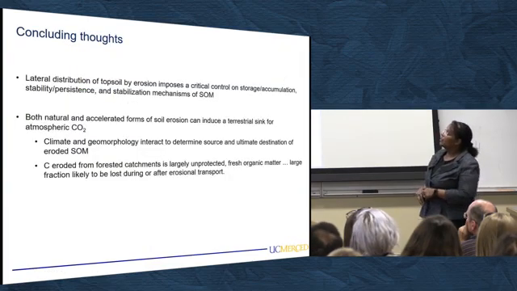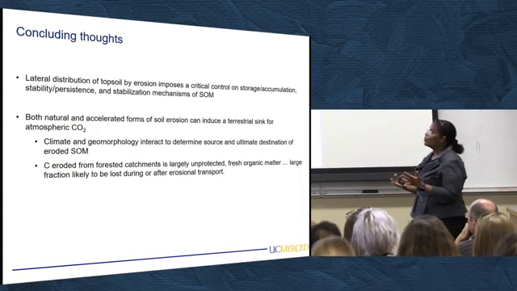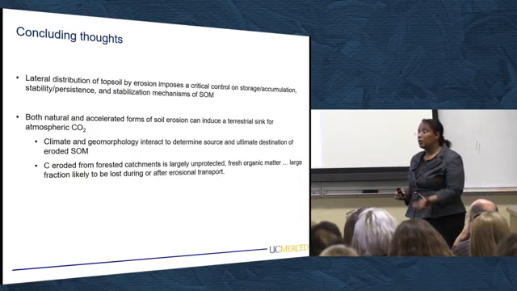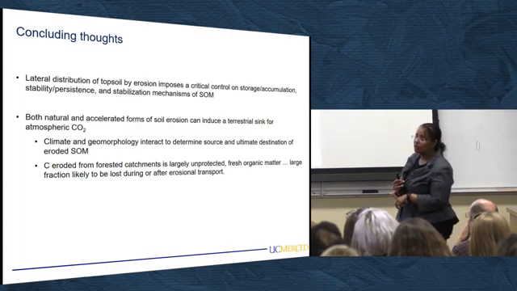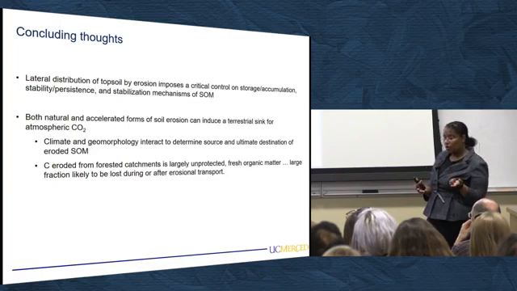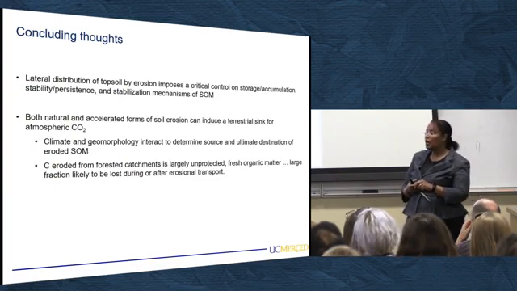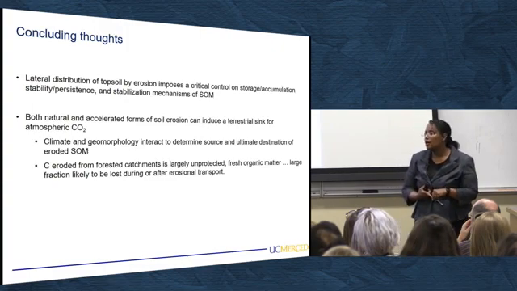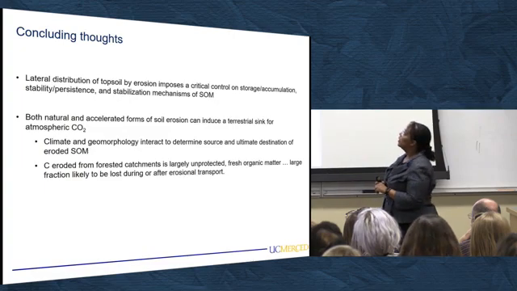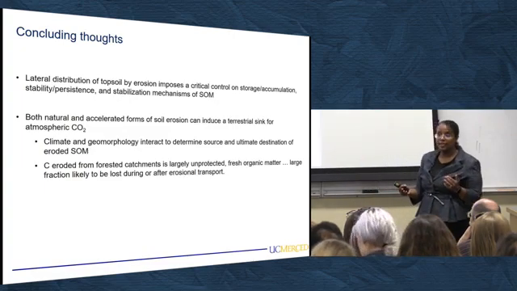So in conclusion, I hope that I've convinced you that lateral redistribution of topsoil by soil erosion is a pretty important variable when we think about not just how much carbon is in soil, but where it is, and also its long-term fate. Also, I think our work and the work of several others have shown that this phenomenon of erosion-induced carbon sink is not restricted to natural erosion. It also seems to work with especially ag lands and grasslands, even ones that are highly disturbed.